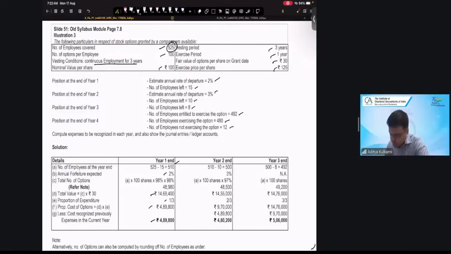Because see, end of year one, year two, year three. At the end of year one, I have 510 employees, 525 minus 15 who left. Now, my estimate is I will lose 2% here, the employees will leave, and I will lose another 2% here. So, therefore, 98% and then 98%. Okay, so that comes to 98% twice.